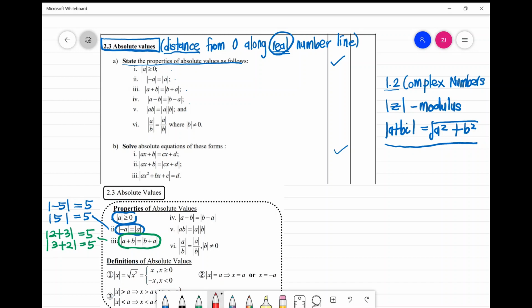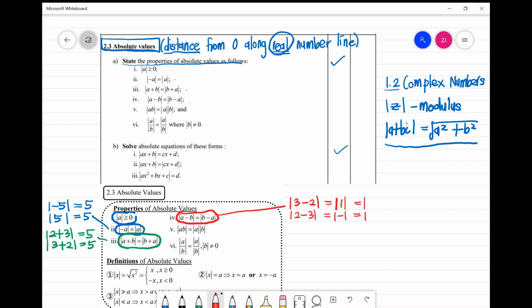Then what about the fourth one? Absolute of A minus B is also equal to absolute of B minus A, because actually we are measuring the distance between A and B. It doesn't matter, the difference will be the same, so that's why the values are equal. For example, absolute of 3 minus 2 becomes absolute of 1, which equals 1. If you have absolute of 2 minus 3, it becomes absolute of negative 1, which is equal to 1. So this proves the fourth property.